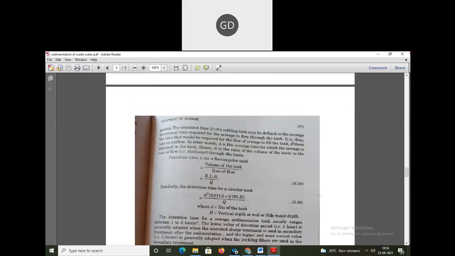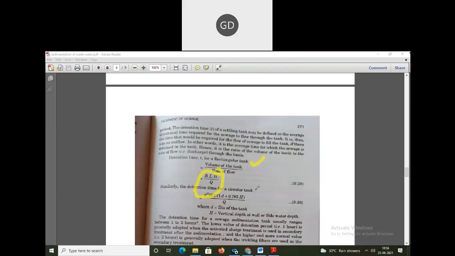Next, you have to remember the detention time. So this is the formula. Detention time for a rectangular tank is the volume of the tank divided by the rate of flow. So it is BLH by Q. This one formula you have to remember.